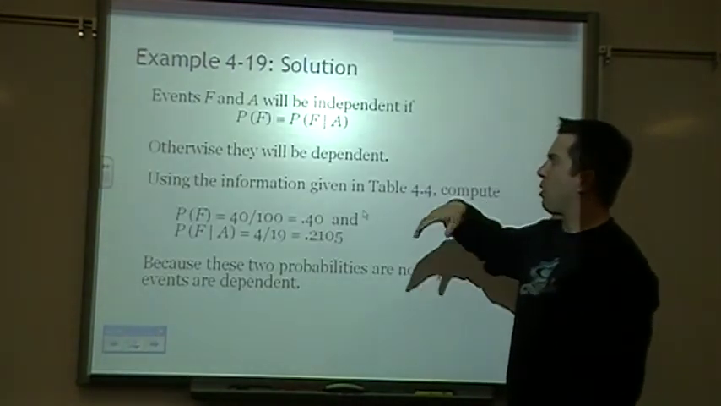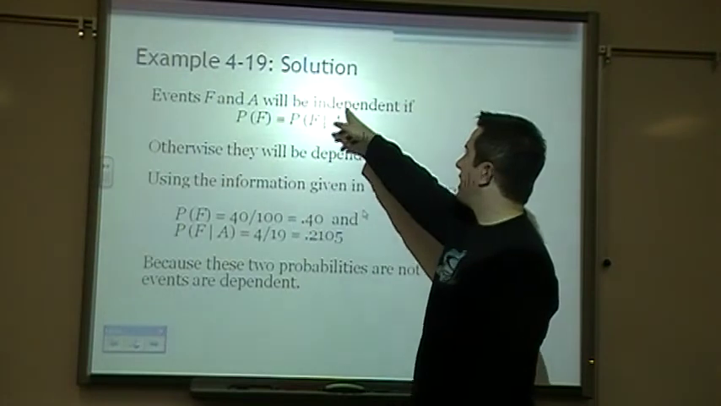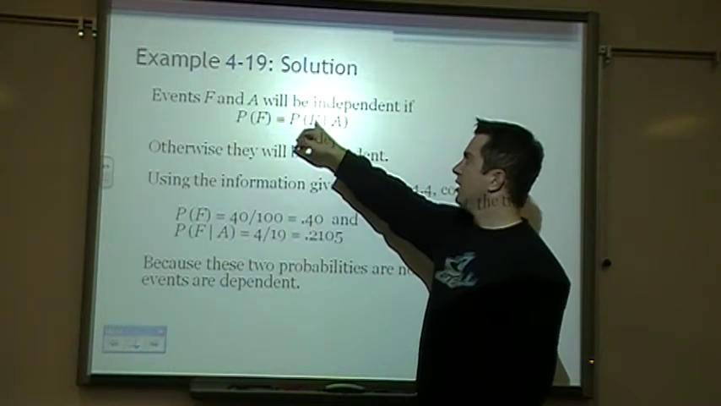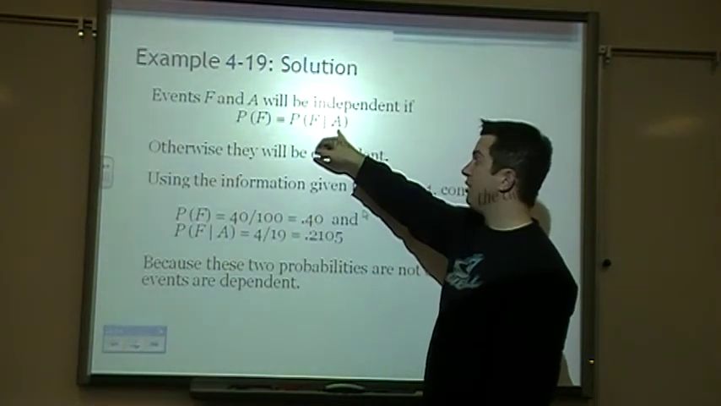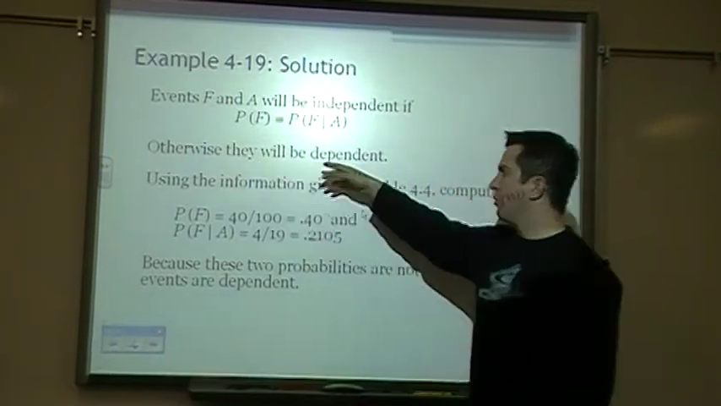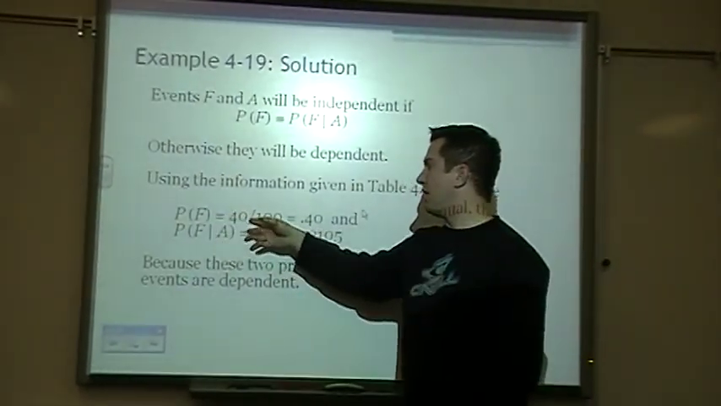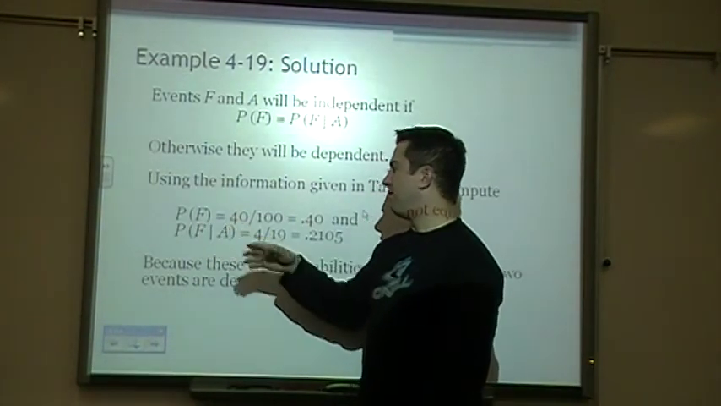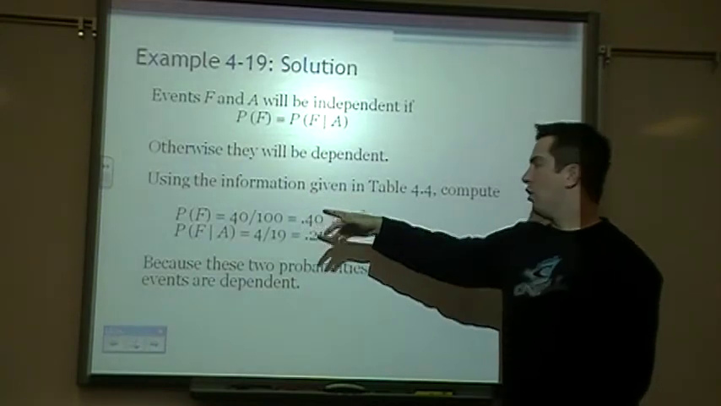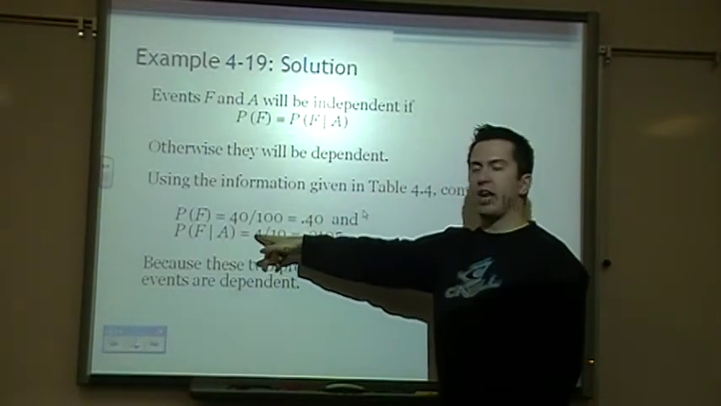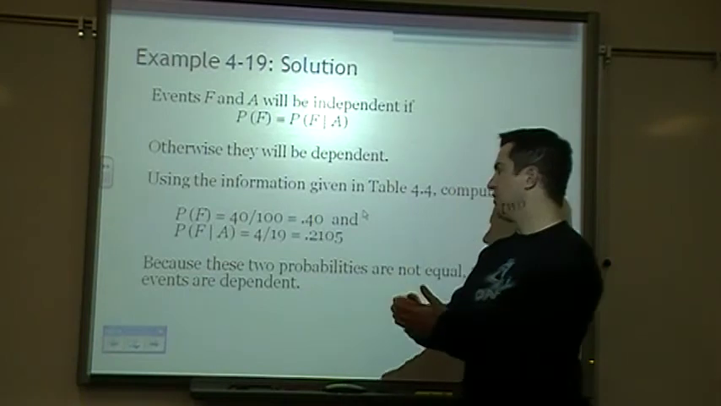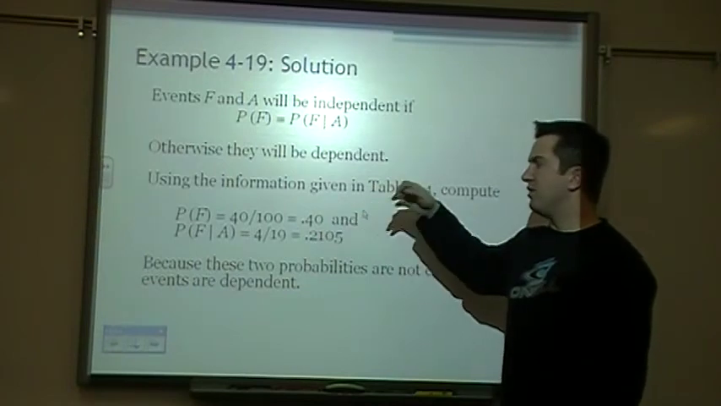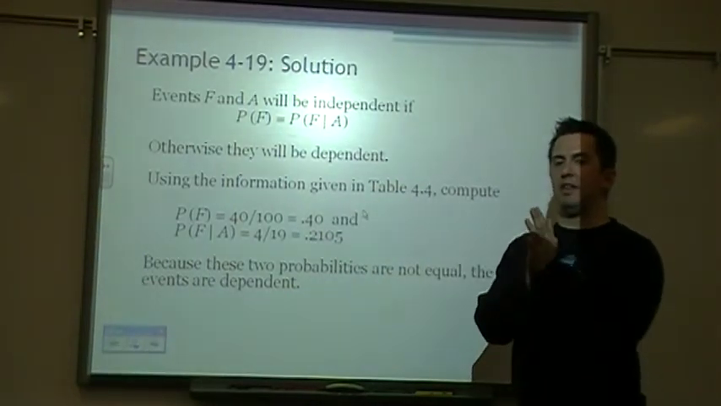All right, so first thing, events F and A will be independent if the probability of being female is equal to the probability of female given you're in favor. So we get down here, the probability of female is 40 out of 100, 0.4. The probability of being female given you're in favor, well, if you go back to that chart, only four of the 19 females were in favor. So your probability is 0.2105. These are different probabilities. That means these are going to be dependent events.